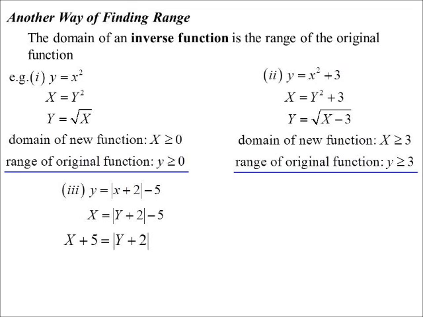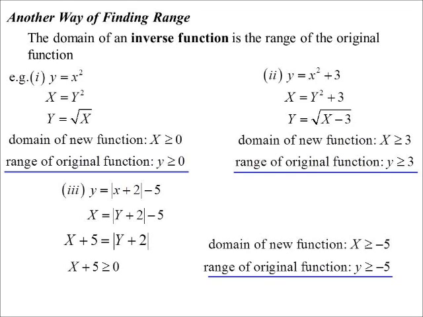So x plus 5 must be greater than or equal to 0. I'm actually not interested in the y plus 2. Remember, I'm interested in the domain. And I know absolute value always has to be positive. So I'm not going to try and solve it and make y the subject. I'm just going to simply say, well, I know x plus 5 is greater than or equal to 0 there. So the domain of the new function is x is greater than or equal to -5. The range, therefore, of the original function must have been.